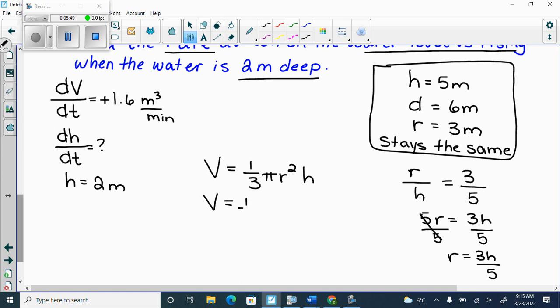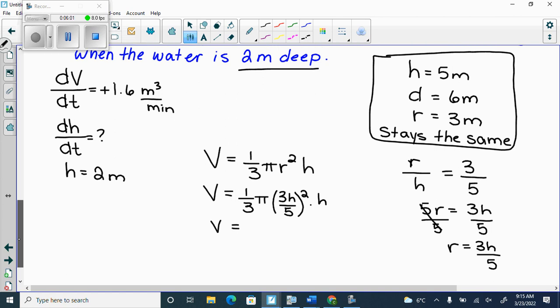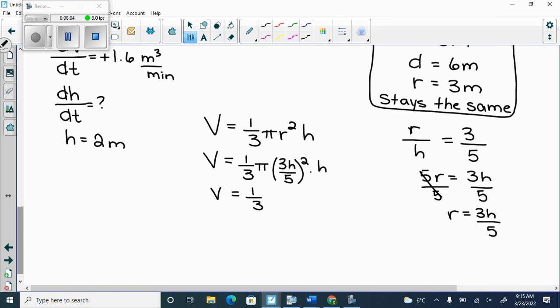So I'm going to go to r, and I'm going to replace it with 3h over 5. So I go V equals 1/3 pi (3h over 5) squared times h, and then I'm just going to expand it so I can collect it, so I can have just h's. So I go 1/3 pi times 9h squared over 25 times h. And the 9 over 25 and the third can join each other. So you're going to get 9 over 75 pi, and then the h's can go together. What do you get? h cubed. Now, do I have any r's there?